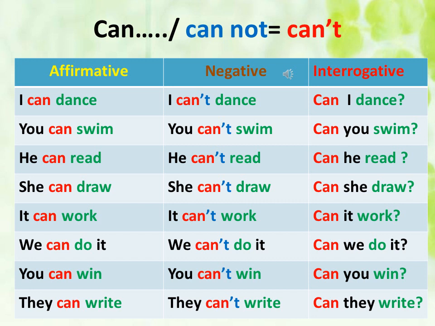Negative. I can't dance. You can't swim, he can't read, she can't draw, it can't work, we can't do it, you can't win, they can't write. Interrogative, we ask the question. Can I dance? Can you swim? Can he read? Can she draw? Can it work? Can we do it? Can you win? Can they write?